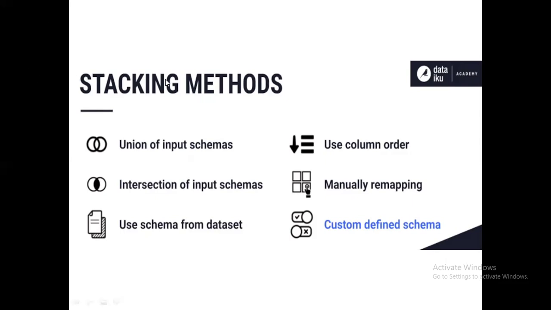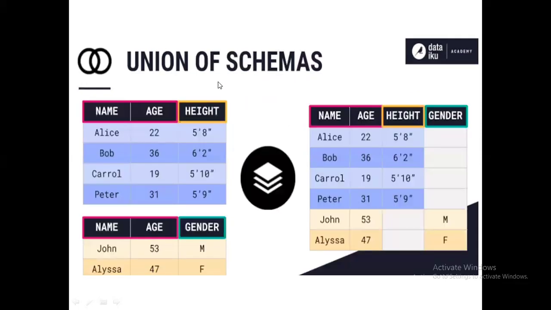For example, here the stacking methods are union of input schemas, intersection of input schemas, use schema from dataset, use column order, manually remapping, and custom defined schema. We'll see these one by one. First example, union of schemas.